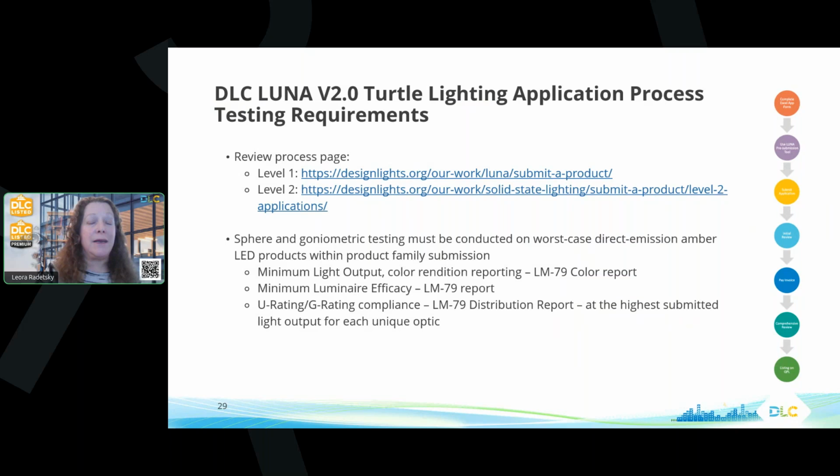And so you're going to need a minimum light output test with color rendition reporting. This is done with a sphere test with an LM79 color report. You're going to want to demonstrate that you meet our minimum luminaire efficacy requirements, again, with that LM79 color report. You're going to demonstrate that you meet our U rating and G rating requirements with LM79 distribution testing and LM79 distribution reports. And that will be conducted at the highest submitted light output for each unique optic.